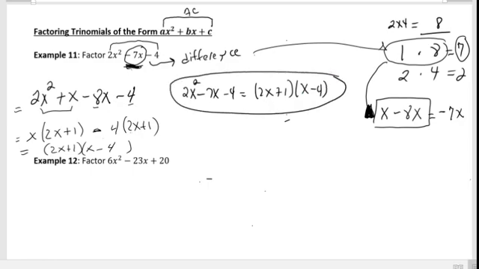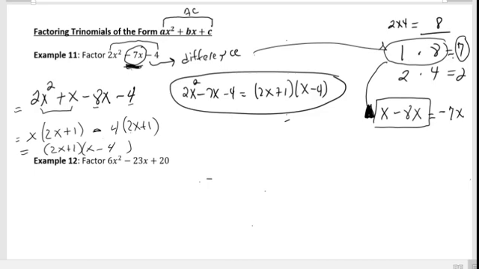Okay, so again, the process here is first multiply a times c. So we multiply 2 times 4 gives me 8. And then we're hoping to get a negative 7x. Since there's a negative here, I know I'm going to take the difference. So 1 minus 8 gives me a 7, and 2 minus 4 gives me a 2.